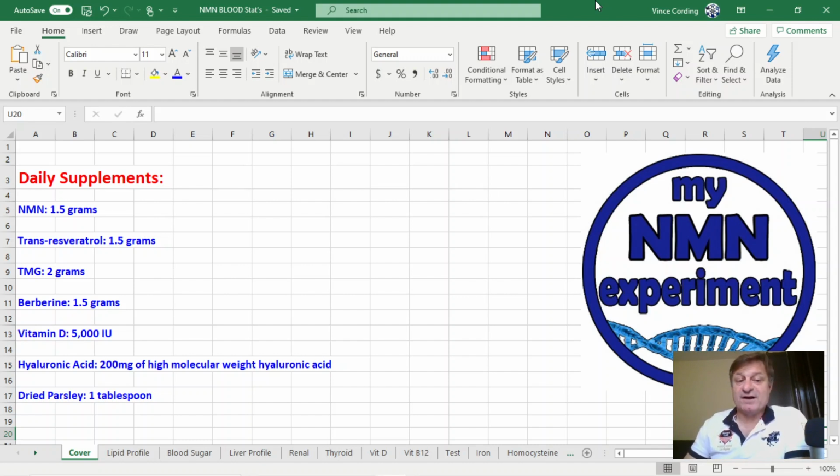NMN, 1.5 grams a day. Trans resveratrol, 1.5 grams a day. TMG, trimethyl glycine, 2 grams a day. Berberine, 1.5 grams a day. Vitamin D, 5,000 international units a day. Hyaluronic acid, 200 milligrams of high molecular weight hyaluronic acid.